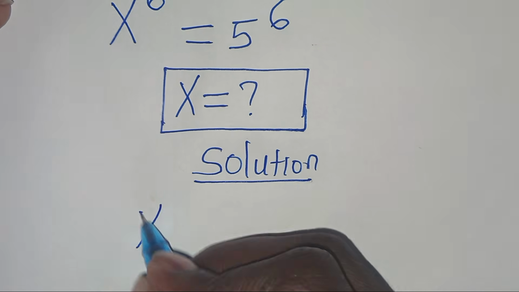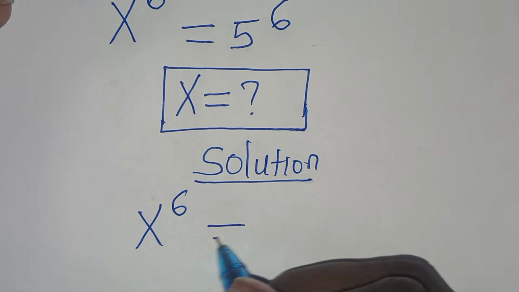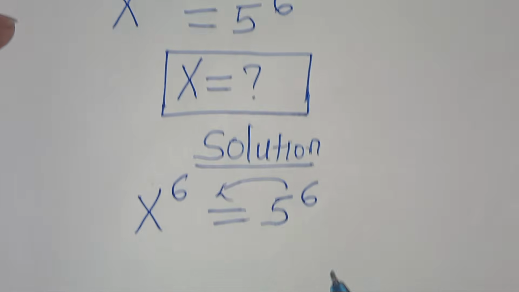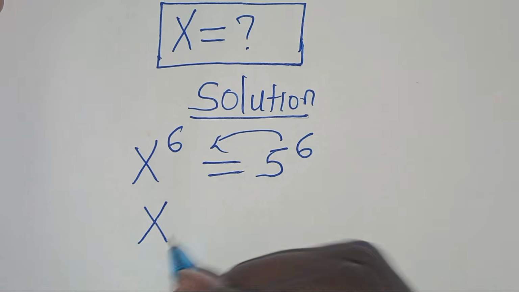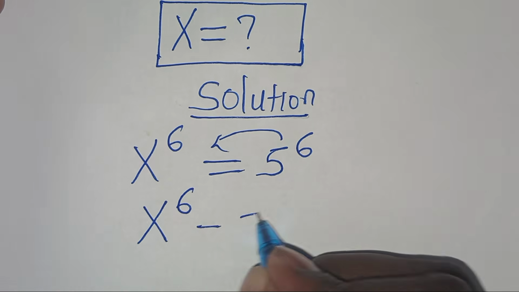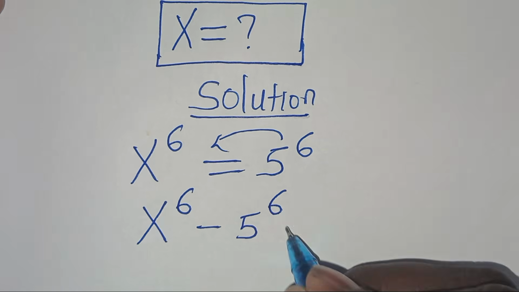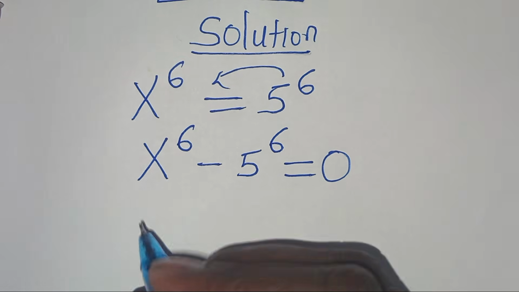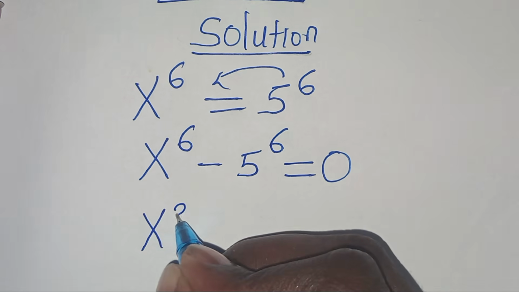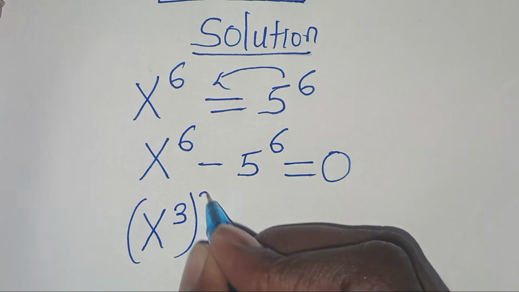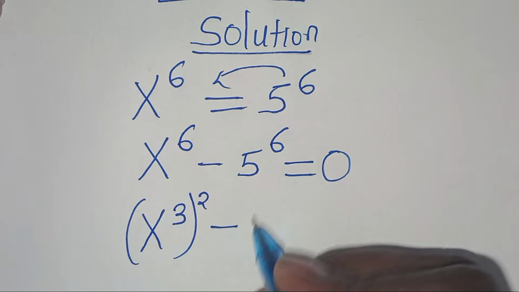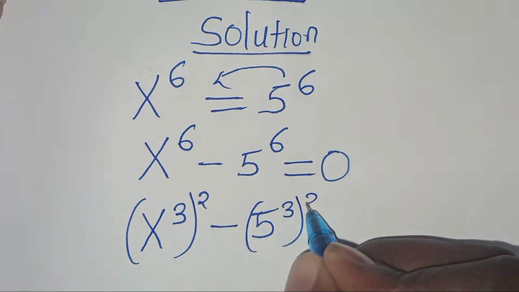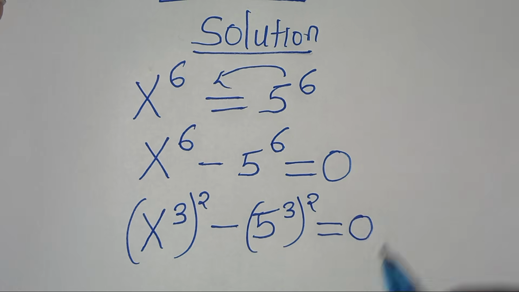So we have x to the power of 6 equal to 5 to the power of 6. Now let's take 5 to the power of 6 to the left hand side, so that we have x to the power of 6 minus 5 to the power of 6 equal to 0. We can express x to the power of 6 as x to the power of 3 raised to the power of 2, then subtract 5 to the power of 6, which we can express as 5 to the power of 3 raised to the power of 2. This is equal to 0.